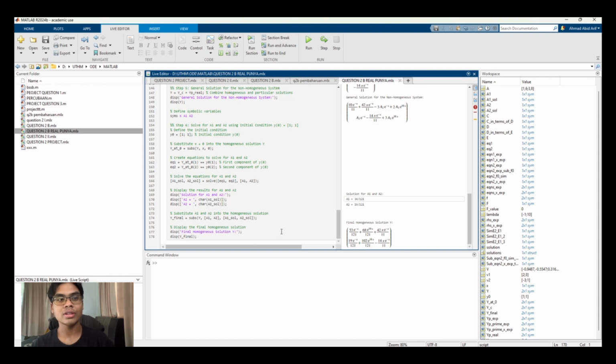This approach integrates symbolic computation with theoretical methods, ensuring clarity and precision in solving a linear differential system.